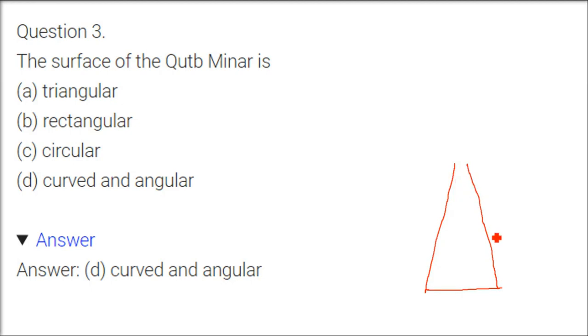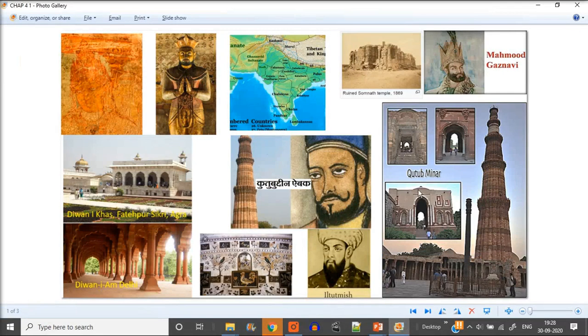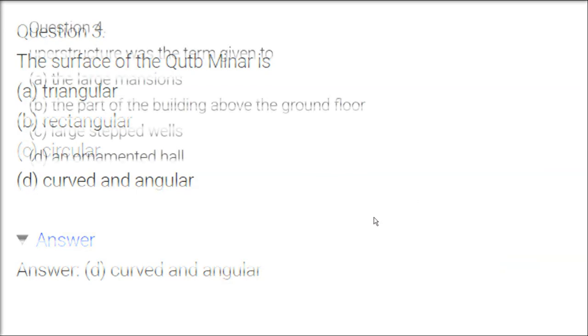Tapered means the width decreases as we go up, and there are 5 towers here, or you can say 5 levels. So this is curved and angular. This is the outer strip which has come out. These strips you can see from outside, and these are angular.